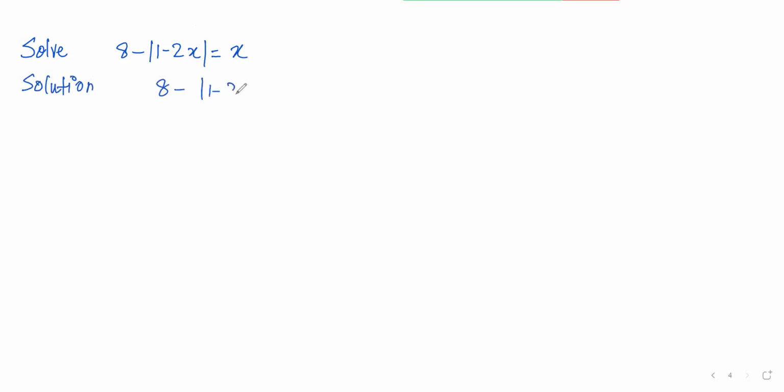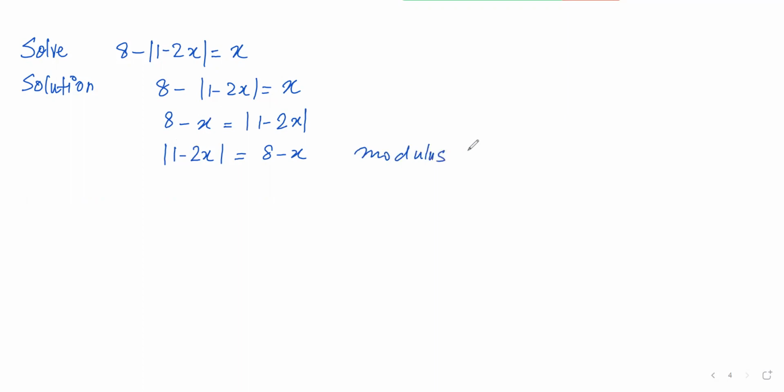8 minus |1 minus 2x| equals x is the question. So here, first of all, simplify. Try to bring the modulus to one side: |1 minus 2x| equals 8 minus x. You can write just the modulus on one side by shifting the terms. It's the same thing. This is a modulus equation, an equation involving modulus.